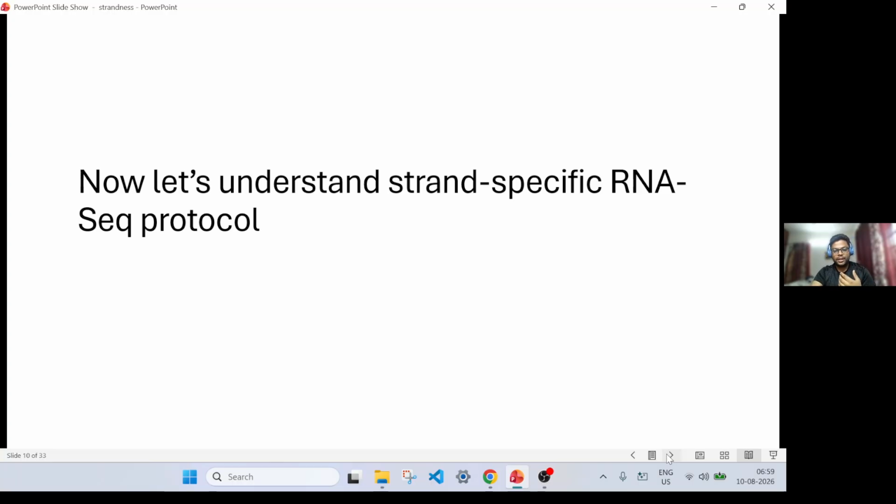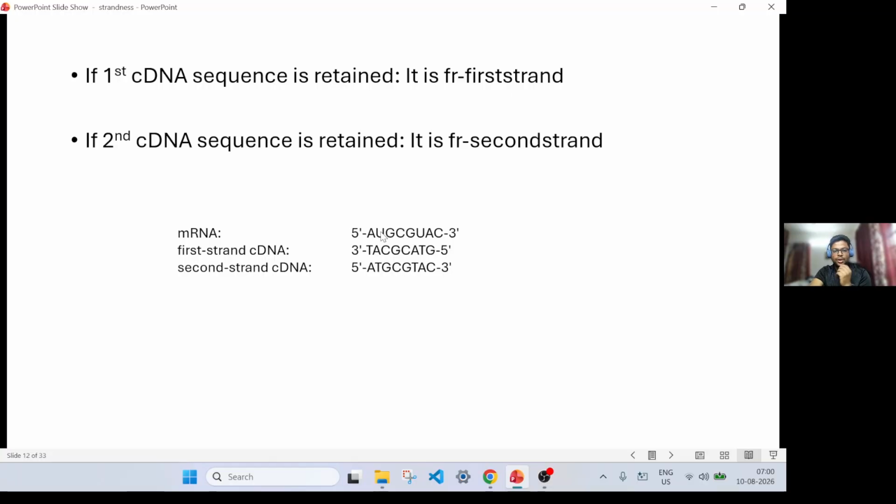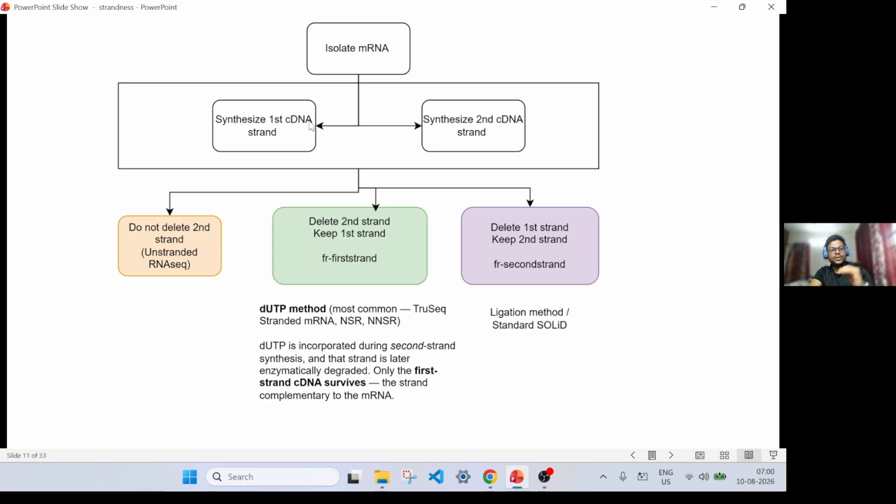So what happens in a transcriptome? You get an mRNA, and because you cannot sequence mRNA, you have to convert it into DNA. So first you convert it into a first strand, which is the complementary of the mRNA. Let's take an example here. mRNA is this one, so you synthesize the first cDNA. Then in the second step you synthesize the second strand cDNA. Now RNA is converted into DNA, so we can take this and do the sequencing. So it is a two-step process: first you synthesize the first cDNA strand, and then you synthesize the second cDNA strand.